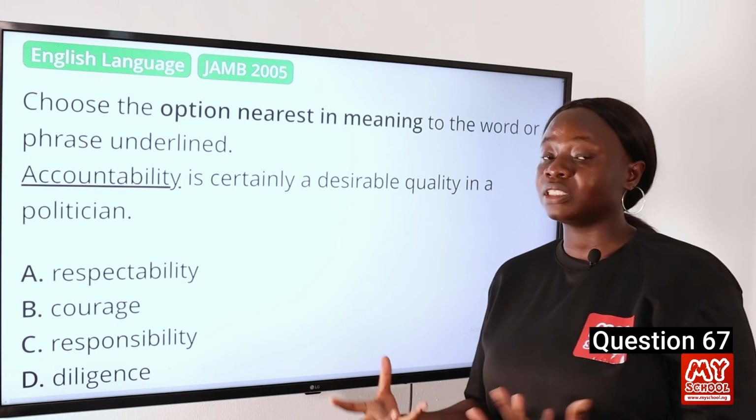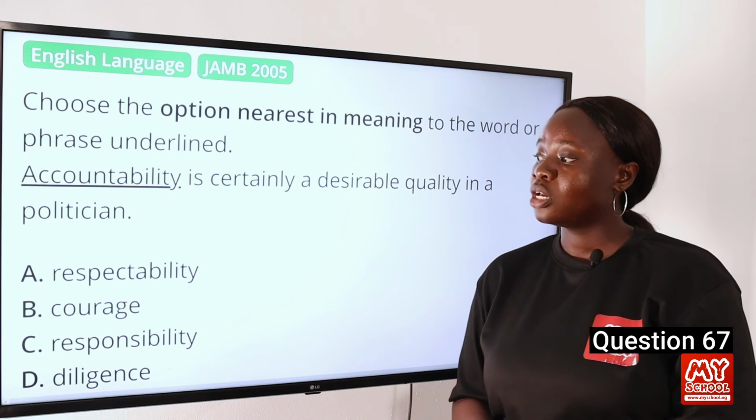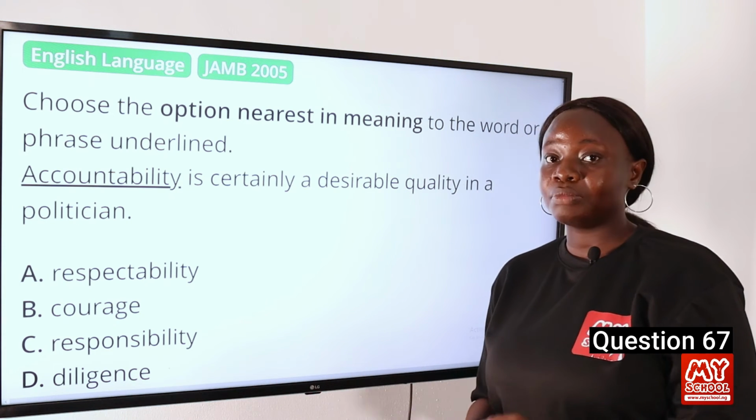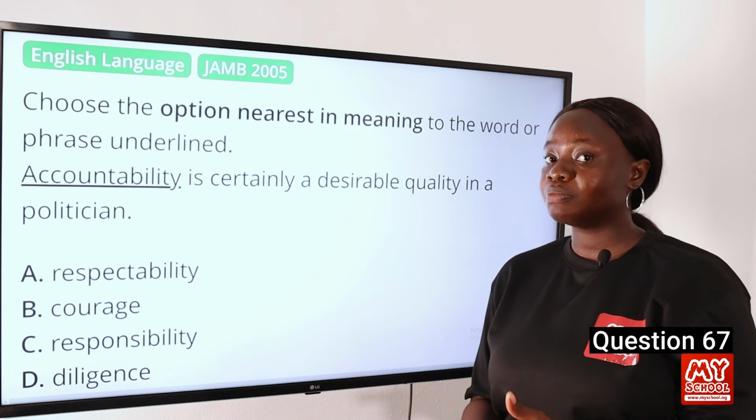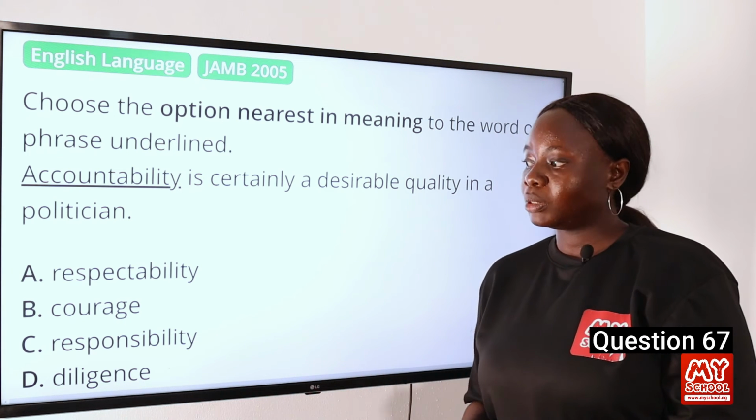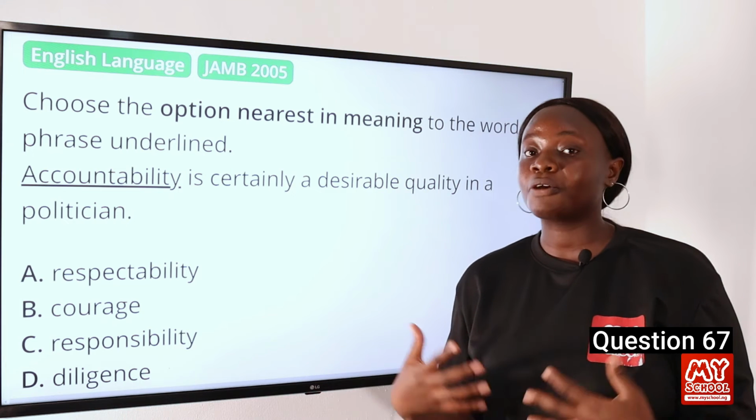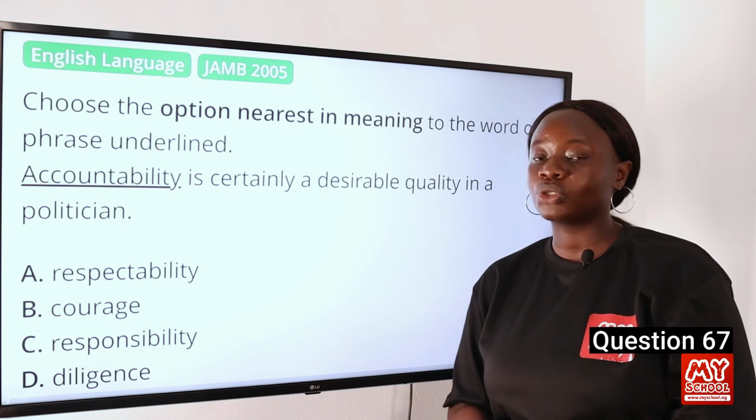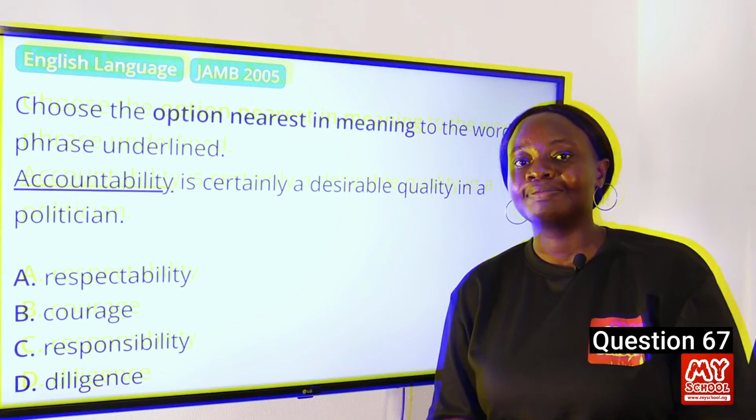It doesn't necessarily mean accountability. Courage means having the fortitude, the strength, or the bravery to do something. Then the word diligence actually means doing things carefully. It doesn't mean being accountable for your actions. The word that is similar in meaning to accountability is responsibility, because when you are responsible, you are accountable for every single thing that you do. So the answer to this question is option C, responsibility.